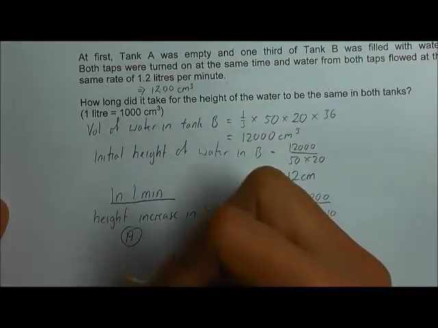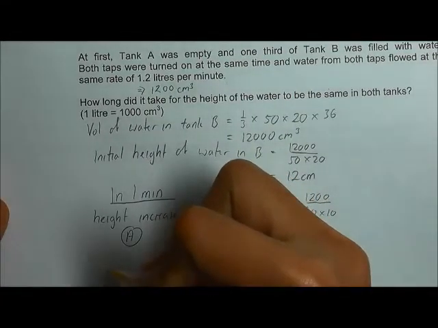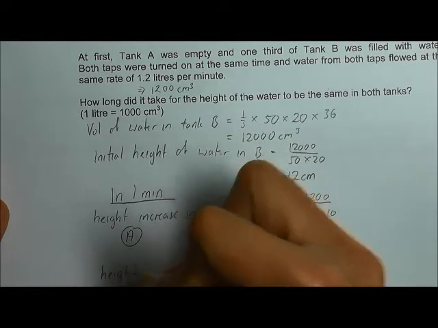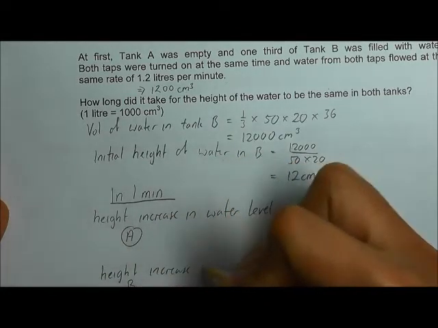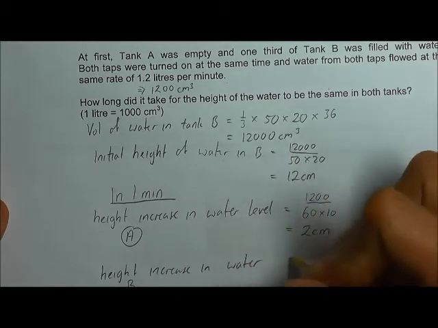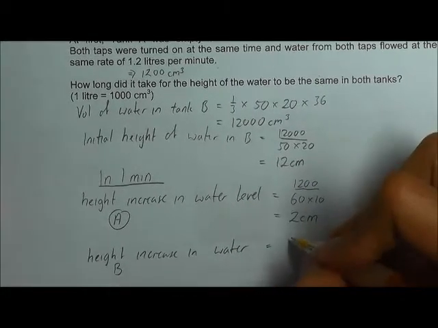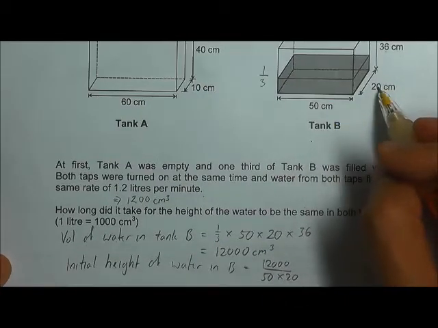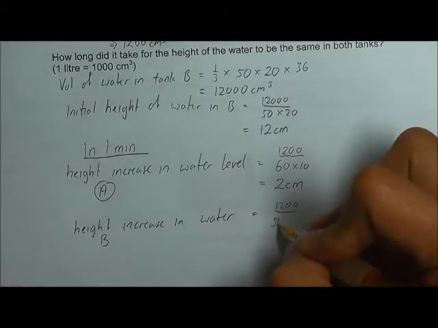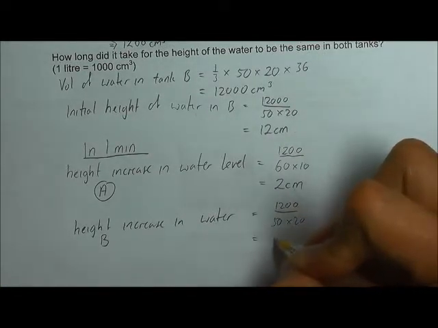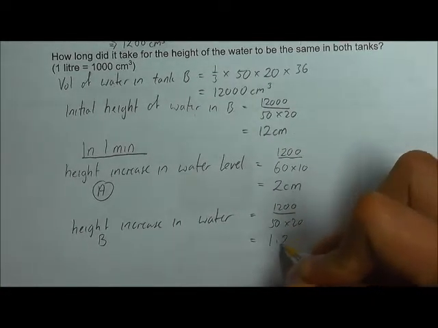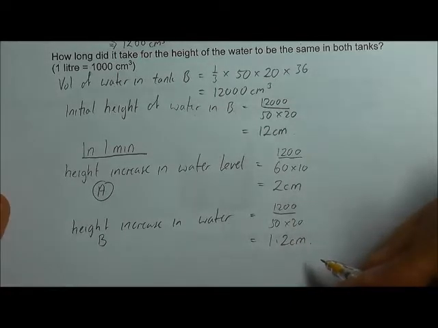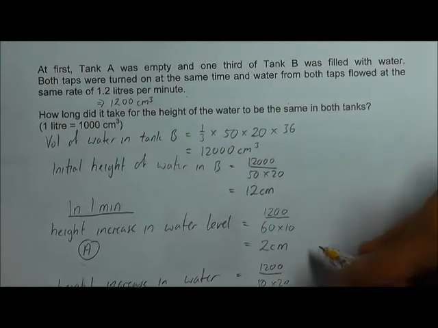Okay, so how about in tank B? The height increase in water will be the same thing, 1200 divided by the base area, which is 50 times 20. That will give us 1.2 cm. Okay, so now it's quite clear.